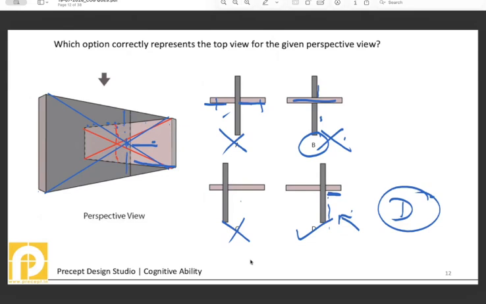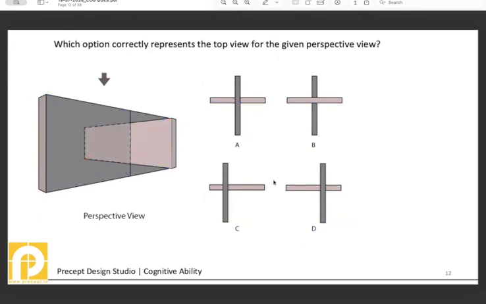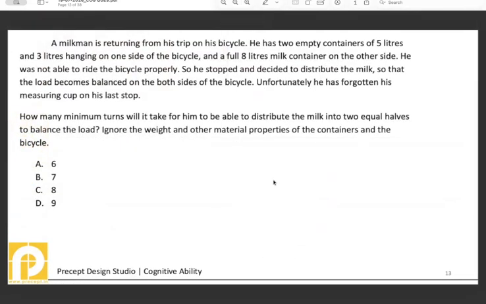We'll move to the next one here. A milkman is returning from his trip on his bicycle. He has two empty containers, 5 liters and 3 liters, hanging on one side of the bicycle, and a full 8 liters milk container on the other side. He was not able to ride the bicycle properly, so he stopped and decided to distribute the milk so that the load becomes balanced on both the sides of the bicycle.